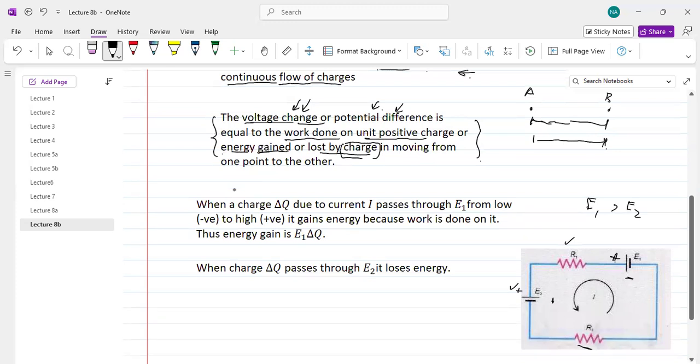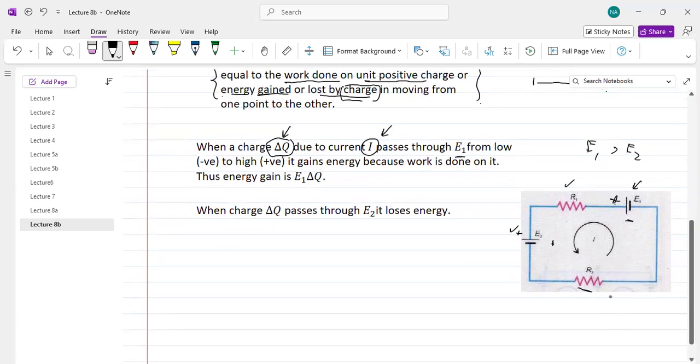Now we want to apply this concept to prove this. Suppose a steady current I passes through the circuit, and the charge flowing through the circuit is delta Q. Suppose a small charge delta Q passes due to this steady current through E1. Now, let me first tell you about the direction of the current.